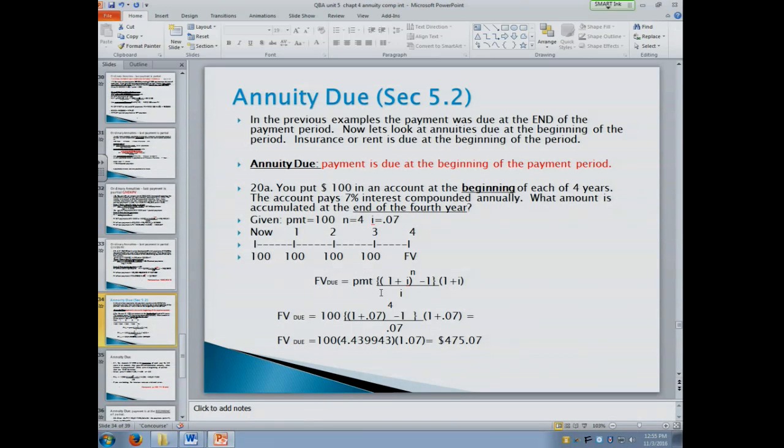I gave you the payment, I gave you I, and I gave you N. You substitute it in, and you're going to have $475.07. Please pause and make sure you can do these calculations. It's an annuity due because we put it in today.